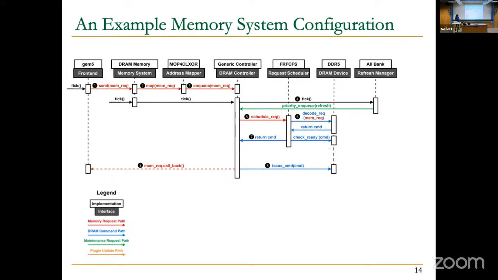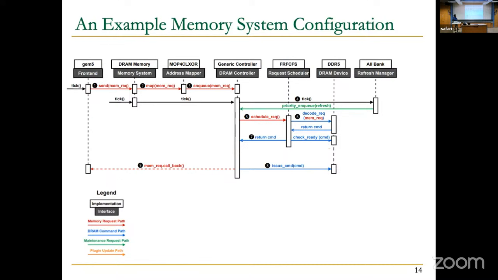Okay, so here we have the legend. The dark boxes at the top are the interfaces, and the white boxes above them are the instantiated implementations for the interface. And as you can see, we have all the typical components in the memory system here.